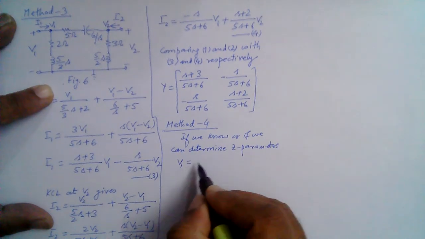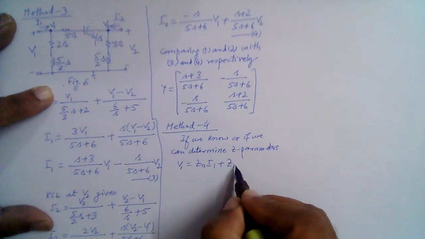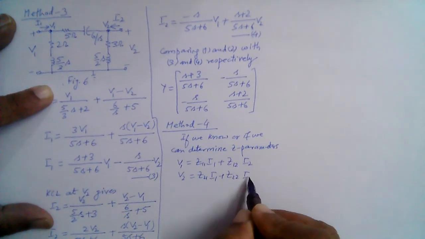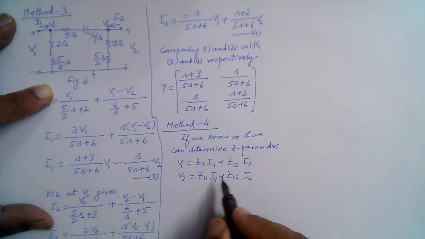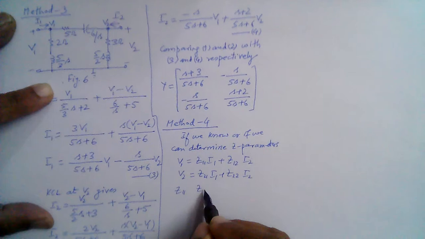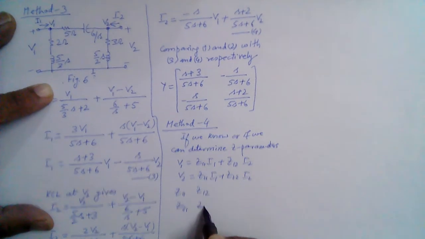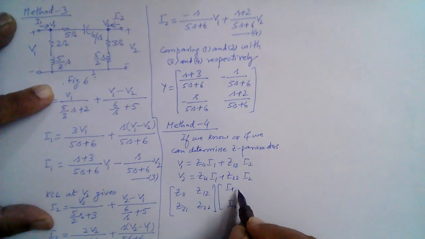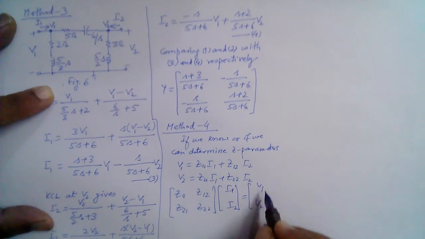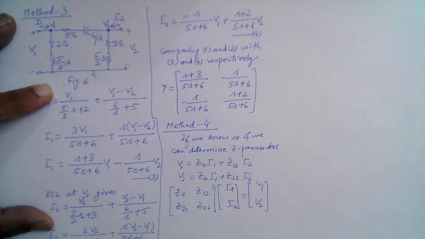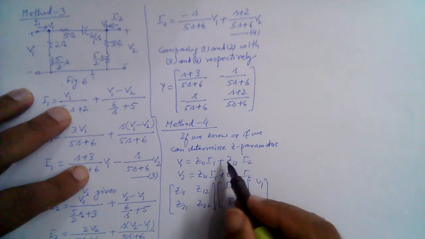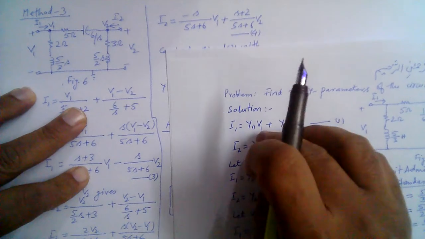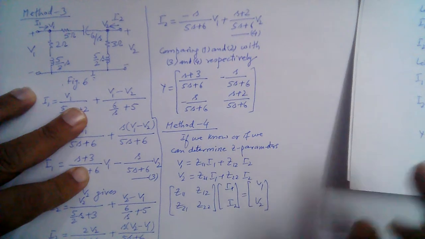So v1 is equal to z11 I1 plus z12 I2, right? And v2 is equal to z21 I1 plus z22 I2. So these can be written like this: the matrix z11, z12, z21, z22, times I1 and I2, is equal to V1 and V2. So we can rewrite these equations in this form, right? And then find out the y parameters by comparing with this equation.